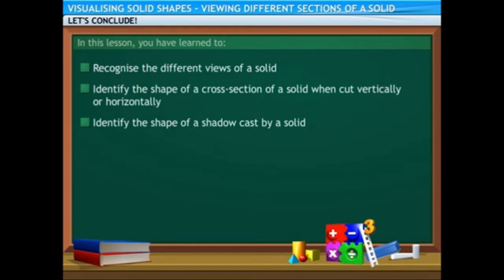Congratulations! You have successfully completed this lesson. In this lesson, you have learned to recognize the different views of a solid, identify the shape of a cross-section of a solid when cut vertically or horizontally, and identify the shape of a shadow cast by a solid.